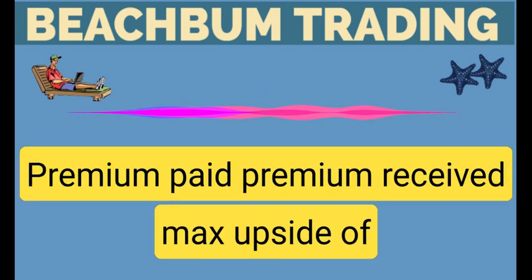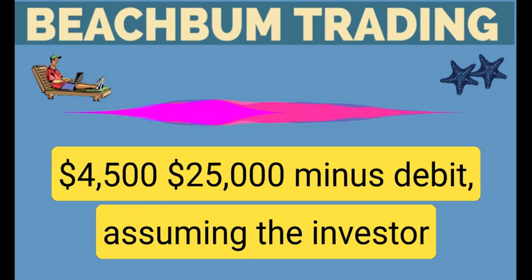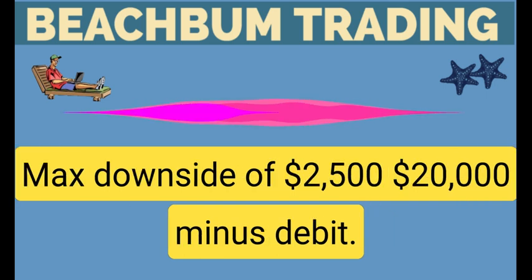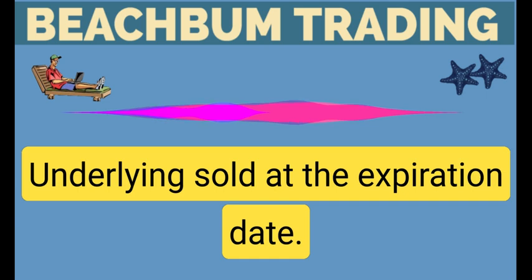Premium paid, premium received. Max upside of $4,500: $25,000 minus $20,000 minus $500 net debit, assuming the investor sells the underlying at the expiration date. Max downside of $2,500: $20,000 minus $18,000 plus $500 net debit, underlying sold at the expiration date.